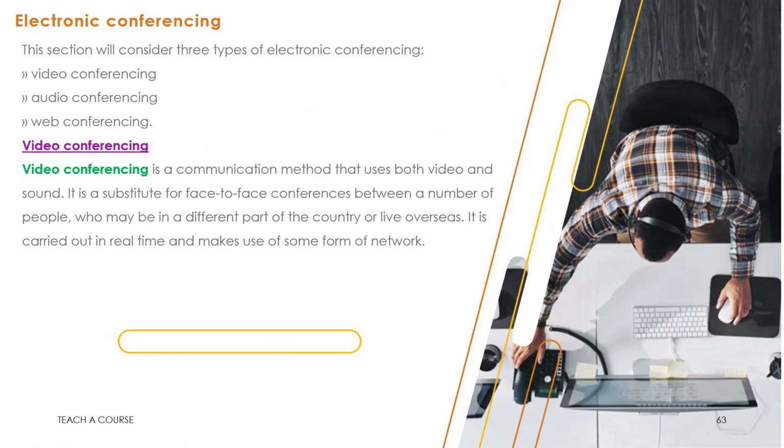And let's move on to electronic conferencing. This section will consider 3 types of electronic conferencing: video conferencing, audio conferencing, and web conferencing. Video conferencing is a communication method that uses both video and sound. It is a substitute for a face-to-face conference between a number of people who may be in different parts of the country or live overseas. It is carried out in real time and makes use of some form of network.